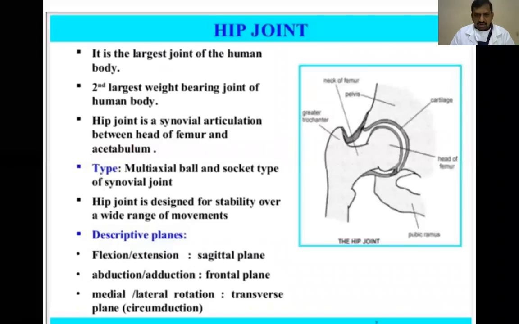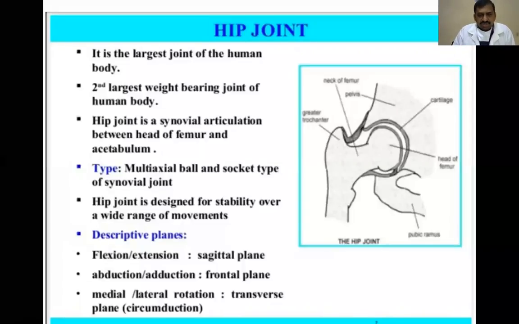Here, all the lower limb joints are designed for weight bearing and weight transmission. Weight bearing and weight transmission is the most important function. Apart from this, they are also responsible for the movements of the body. But the upper limb joints are designed for movement, not for weight bearing. That is the most important difference between the joints of the upper limb and lower limb.